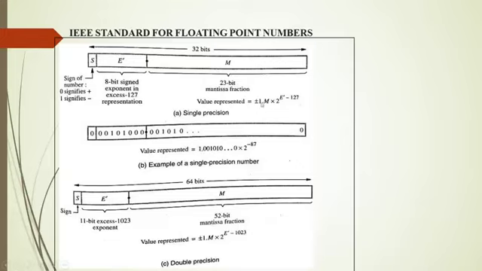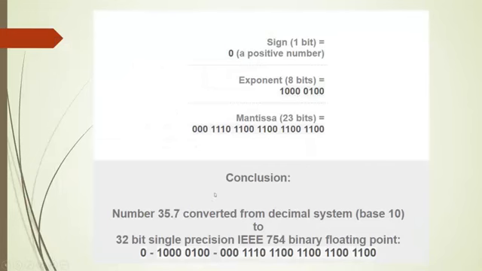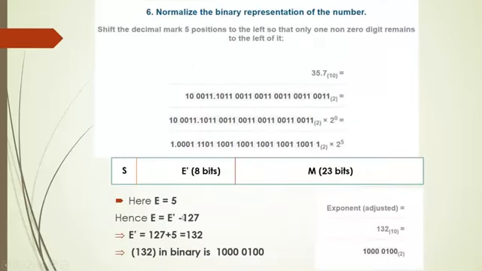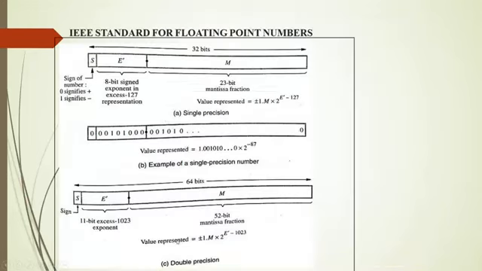Remember that it is always plus or minus 1 point mantissa into 2 to the power E dash minus 127. So this we are going to convert from binary to decimal. That is why we are subtracting 127. Here we are going to convert from decimal to binary, that is, we are going to add 127. E dash is equal to 127 plus 5. I hope this is clear. So let us understand IEEE standards for floating point numbers with the normalized form and without the normalized form.